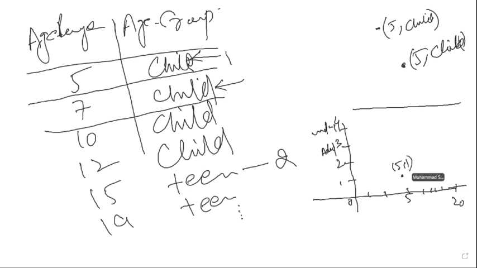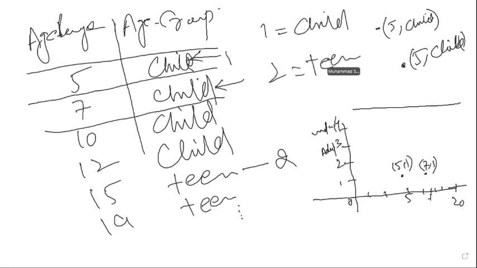If I take 7, that's going to be in here, and it's also child. So that will be in here, 7, 1, right? And just keep in mind 1 is equal to child and 2 is equal to teen. How this mapping works is a separate lecture we will discuss separately, but for the timing, just consider these are the mappings.